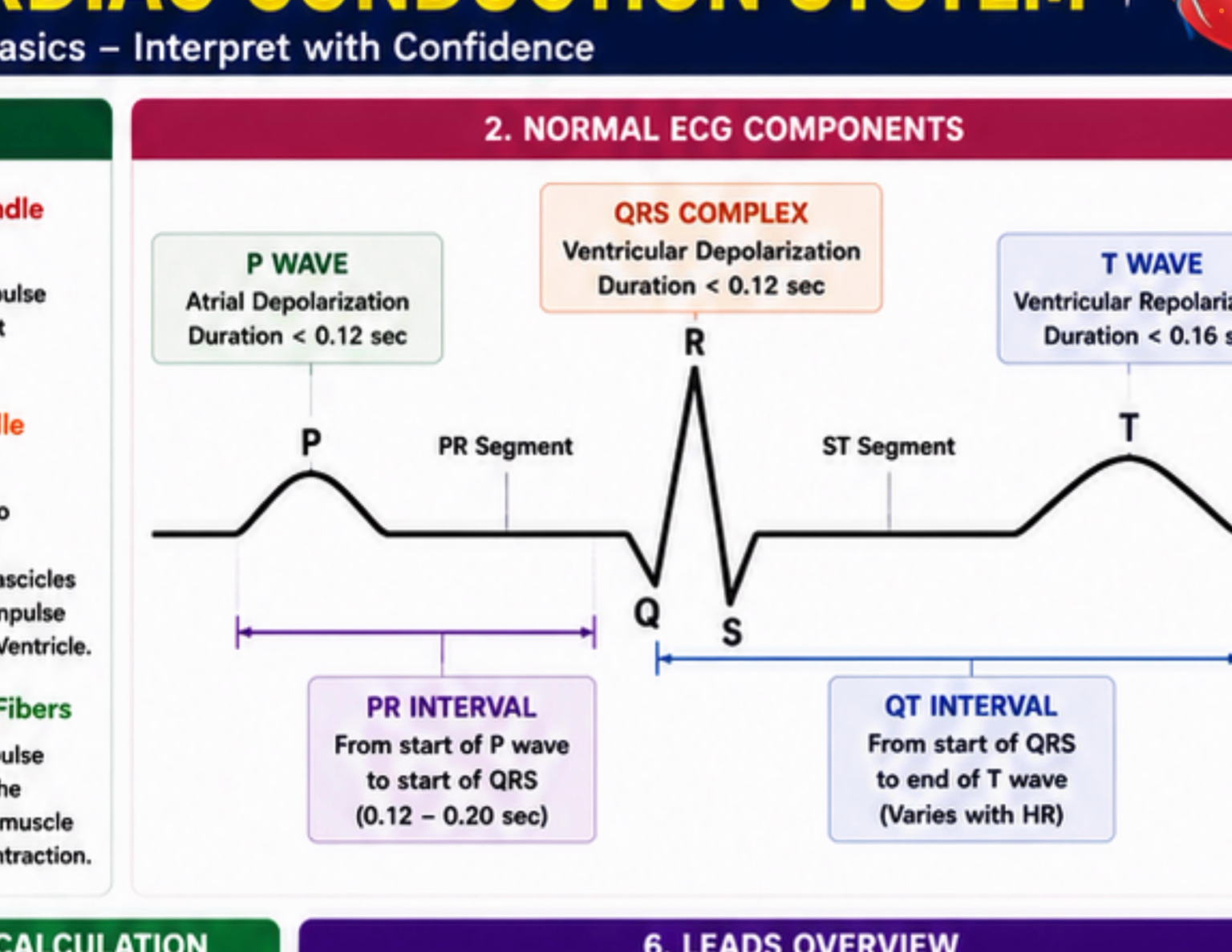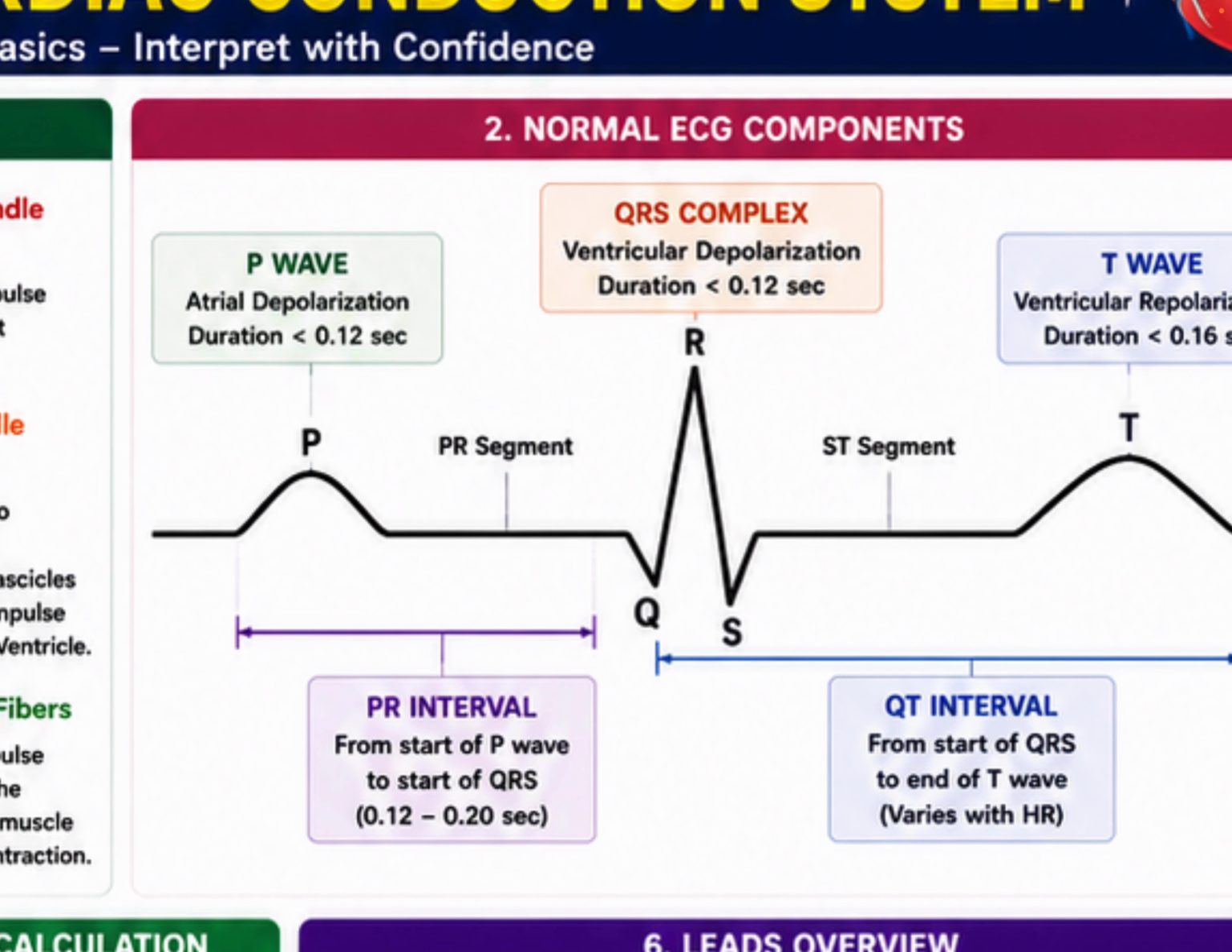Now come to the QRS complex. It represents ventricular depolarization. This is the most important waveform. Normal duration is less than 0.12 second, less than 3 small squares. Wide QRS suggests bundle branch block, ventricular rhythm, hyperkalemia, and drug toxicity.